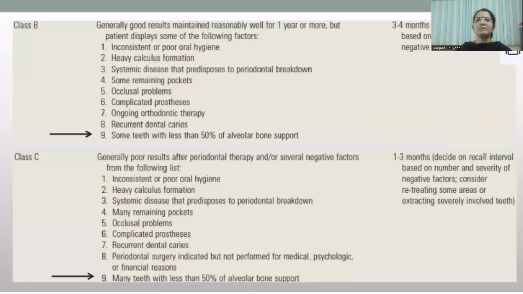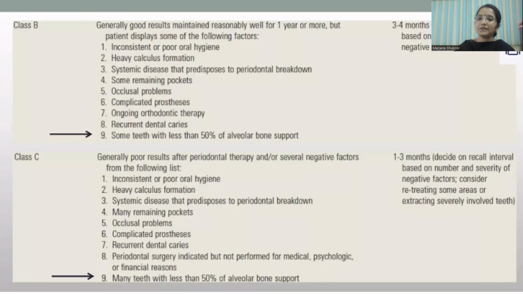Coming on to the Class B and Class C patients, Class B patients are mostly those who had good prognosis, that they had good results actually, but they have some associated factors, like inconsistent or poor oral hygiene, heavy calculus formation, systemic disease, remaining residual pockets, occlusal problems, and some teeth which have less than 50% of alveolar bone loss. These patients can be recalled once in every 3 to 4 months based on the presence of the negative factors.